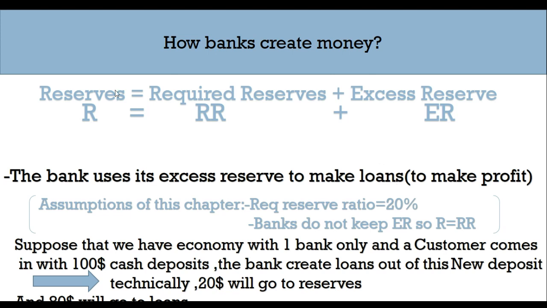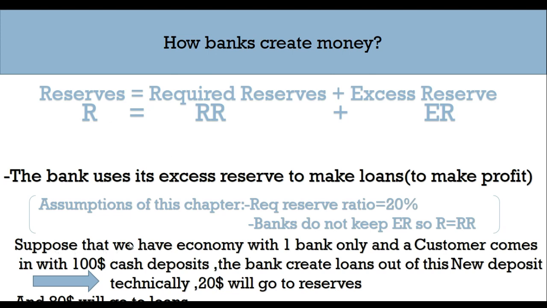Okay, so reserves are divided into two parts: the required reserves that should be put aside, plus the excess reserves that the bank can use in order to give loans or to buy bonds or to make profits. Okay, so in this chapter, we are always assuming that the required reserve ratio is equal to 20% and that banks do not keep excess reserves. So we are assuming that reserves equal required reserves, to make things simple.